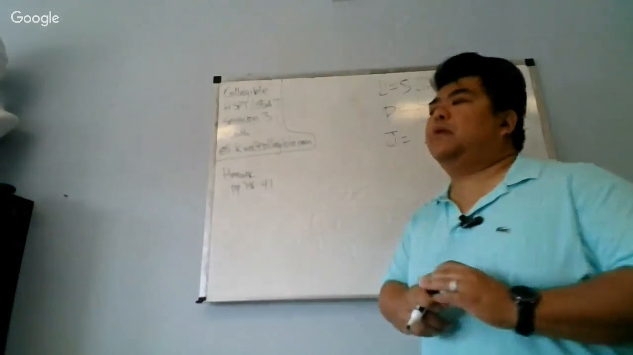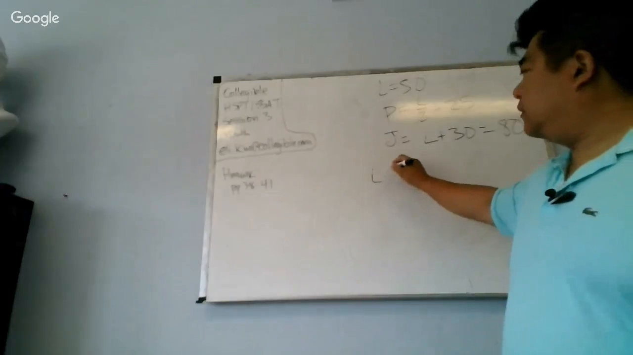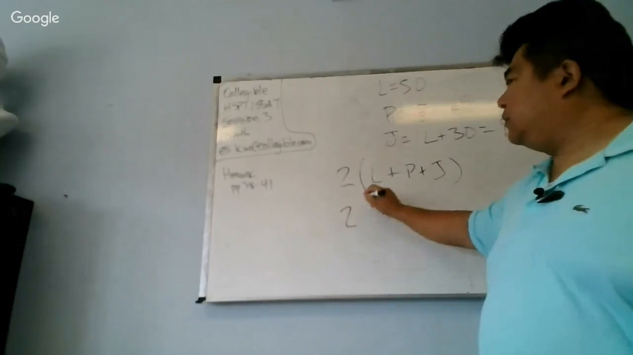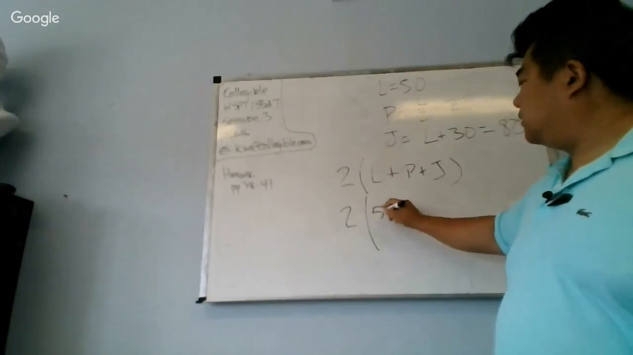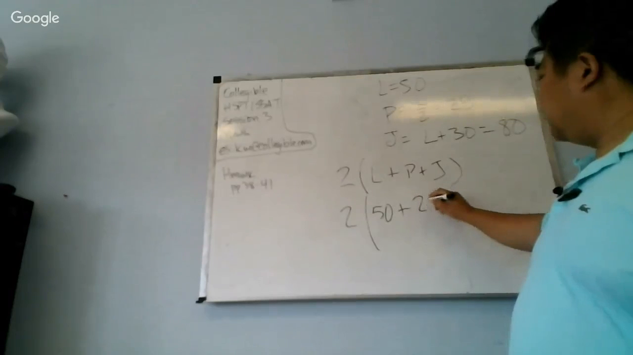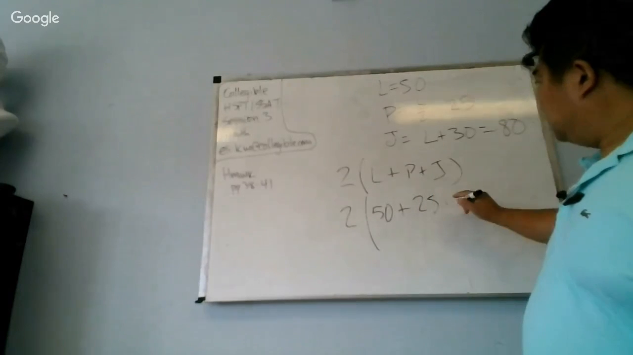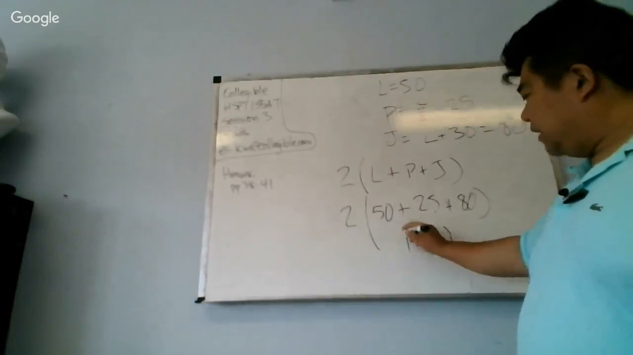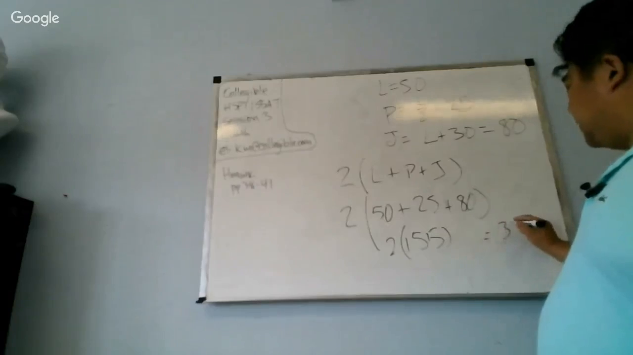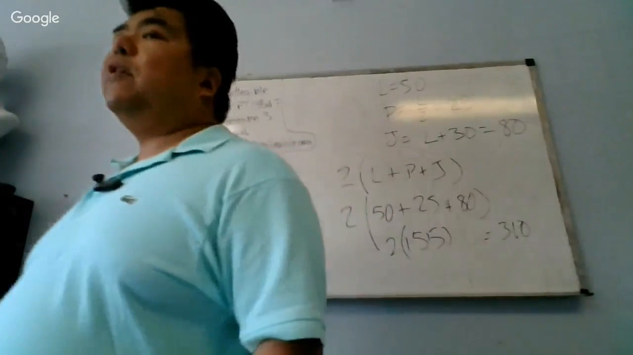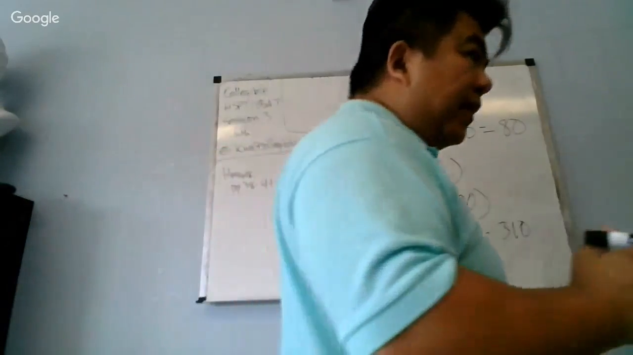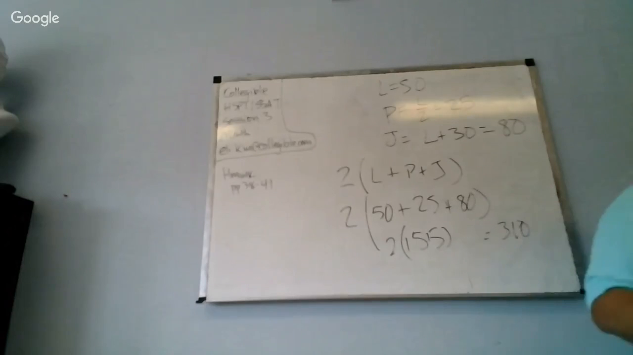Since it asks for how much they all spend together in 2 months, you do L plus P plus J times 2 equals the total that they spend in 2 months. So 50 plus 25 plus 80 equals 155, times 2. So our final answer is 310. That's correct. One of the things that people forget is that it's 2 months this is asking about instead of just 1. So that's kind of tricky for some of us there.